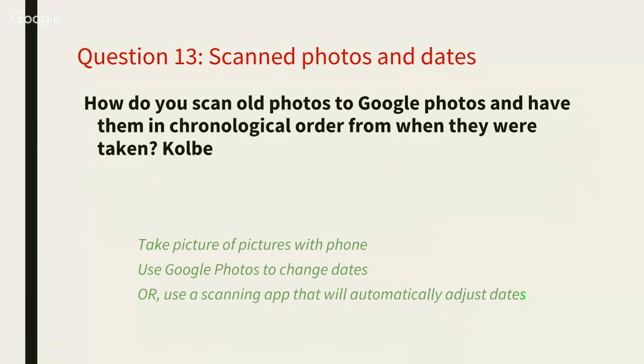How do you scan old photos to Google Photos and have them in chronological order from when they were taken? Good question. So what you're asking is, can you manipulate the date? When you scan a photo, or the way I do it, I just take my phone and take a snapshot of pictures in an album. You can tweak them a little bit in Google Photos. They come out great. But what date do they have? They have the date that I snapped it. In Google Photos, you can change dates. And I'll show you that.